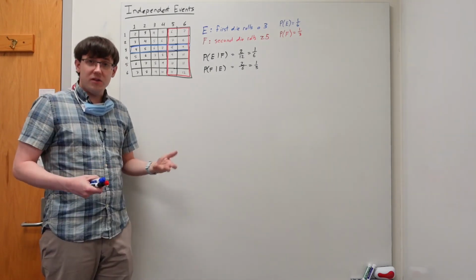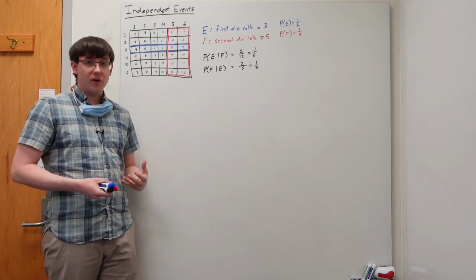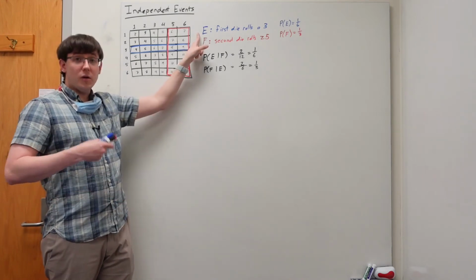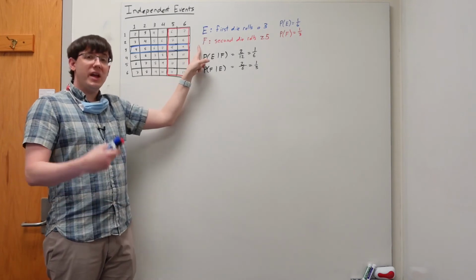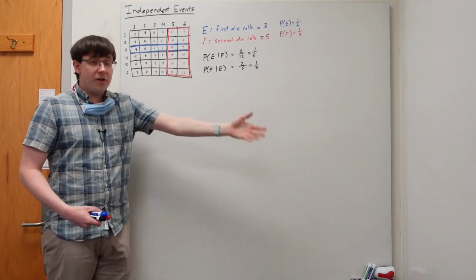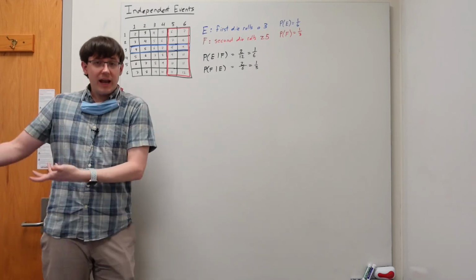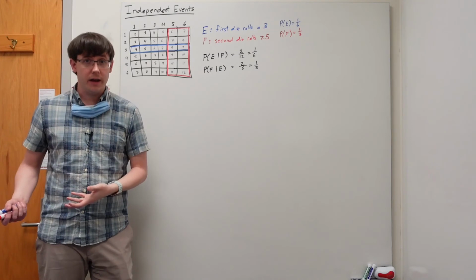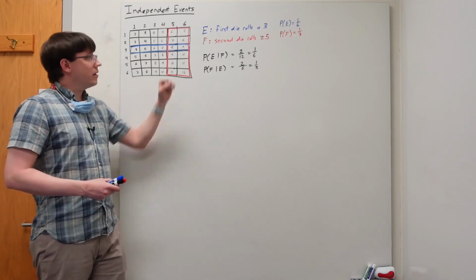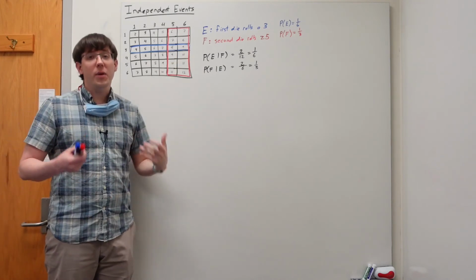And this should make sense if we think about what these events are modeling, where E depends only on the first die and F depends only on the second die. And so knowing what the first die rolled shouldn't give us any information about the totally independent roll of the second die. And so we call these two events independent.